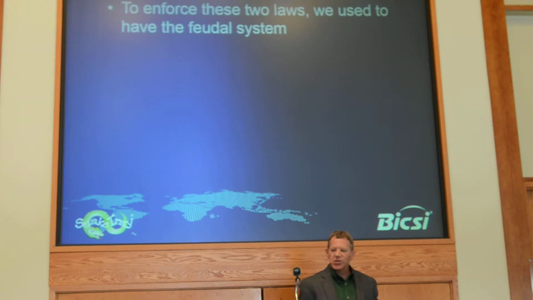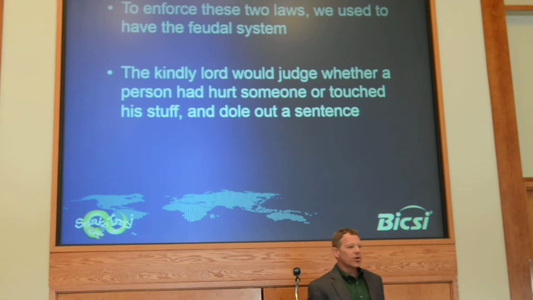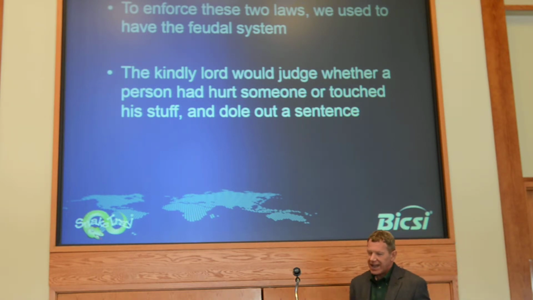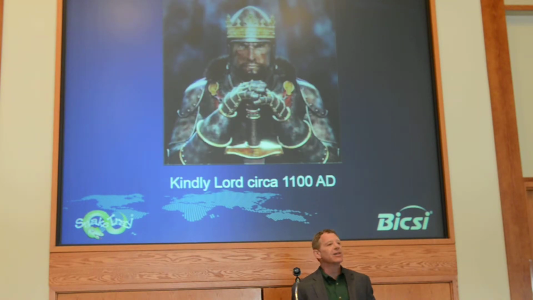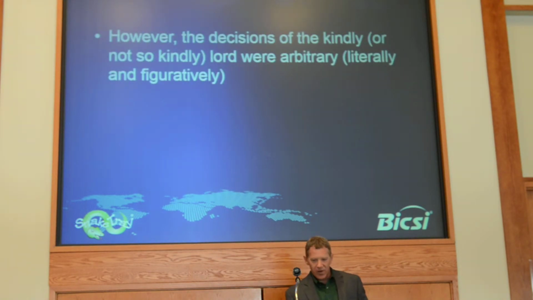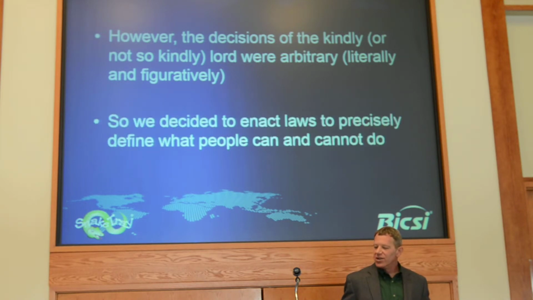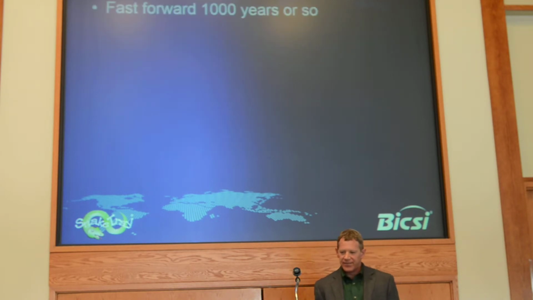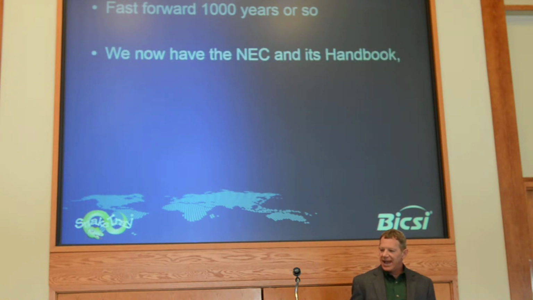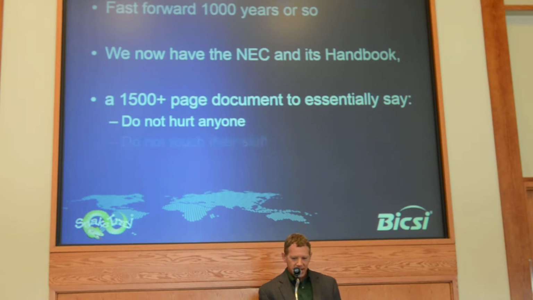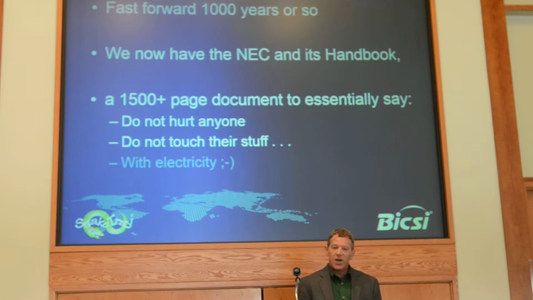To enforce these laws, we used to have the feudal system. A kindly lord would hear each individual case and determine if someone hurt someone or touched their stuff, and dole out a sentence. The kindly lord, circa 1100 AD. However, the decisions of the kindly lord were pretty arbitrary, both literally and figuratively, so we decided to enact precise laws to tell us what we can and cannot do. Fast forward 1,000 years or so, and we now have the National Electrical Code and its handbook, a 1,500+ page document to essentially tell us do not hurt anyone, do not touch their stuff with electricity.